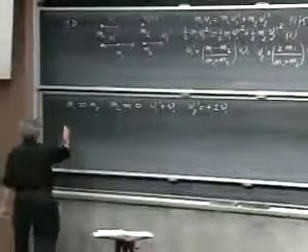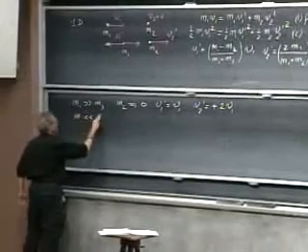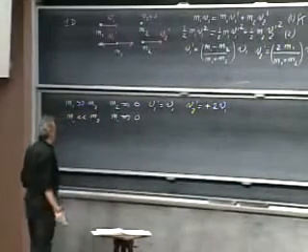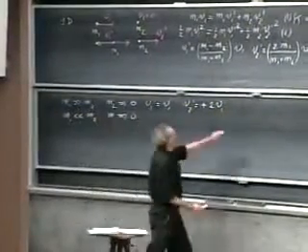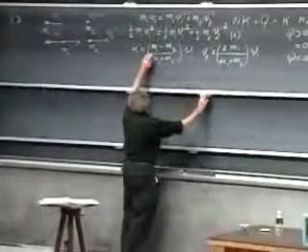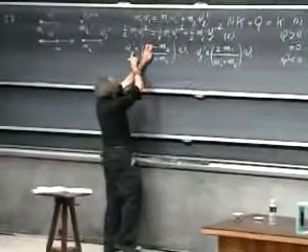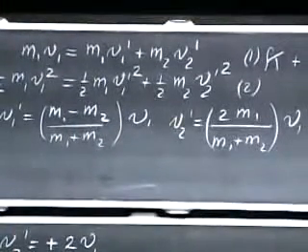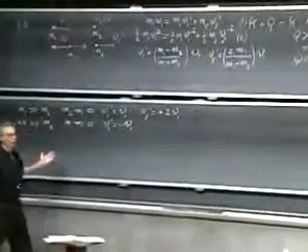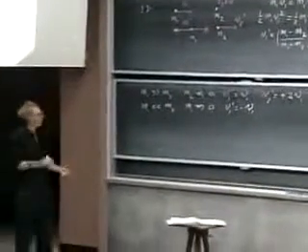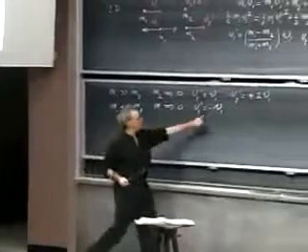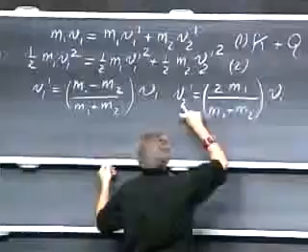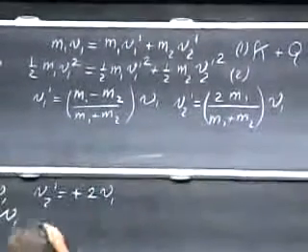Now let's take a case whereby M1 is much, much less than M2. In other words, in the limiting case, M1 goes to 0. And we substitute that in here. So M1 goes to 0, so this is 0. And so you see V1 prime equals minus V1. Completely obvious. The ping pong ball bounces off the bowling ball, and it just bounces back. And this is what you see. And the bowling ball doesn't do anything because M1 goes to 0, so V2 prime goes to 0.